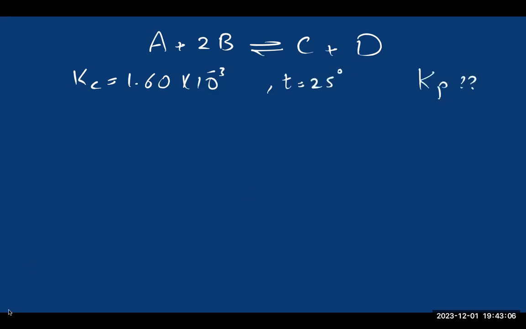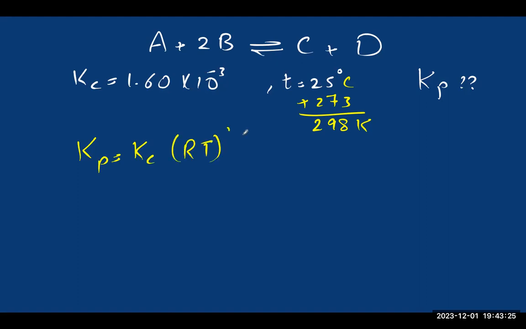Okay, so let's start here. First, I will convert the temperature to Kelvin because it's given in Celsius. So I will add 273, which gives us 298 Kelvin. Now we will write the expression: Kp equals Kc multiplied by RT to the power of delta N. This one is the unknown. R is a constant, so it's a given. Temperature is a given. The number of moles is given as long as we have the equation. So I will just substitute the values.